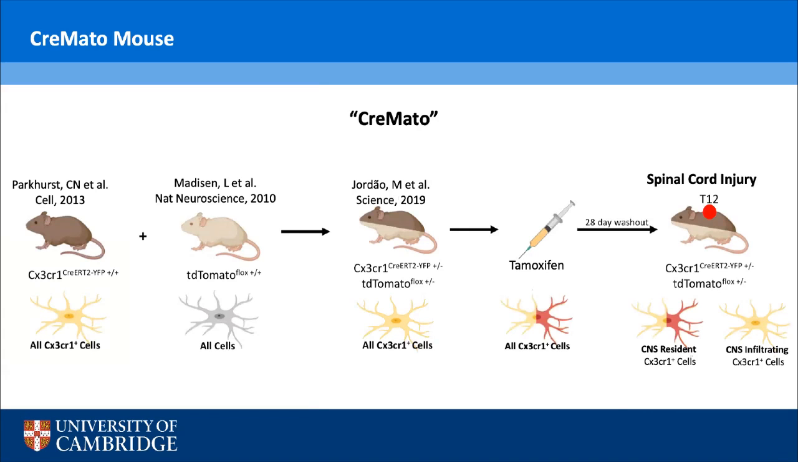But how can we overcome this challenge of disentangling microglia from infiltrating macrophages? Well, in this study, we used a fate mapping mouse line, which we dubbed the cremato-mouse, and it takes advantage of the differing lifespans between microglia and infiltrating macrophages. With this mouse line, tamoxifen administration and then a 28-day washout period leaves microglia as double positive for YFP and RFP, while the infiltrating myeloid cells, including the macrophages, are YFP positive only. This tool allows us to isolate these myeloid cells and study their respective roles after spinal cord injury.